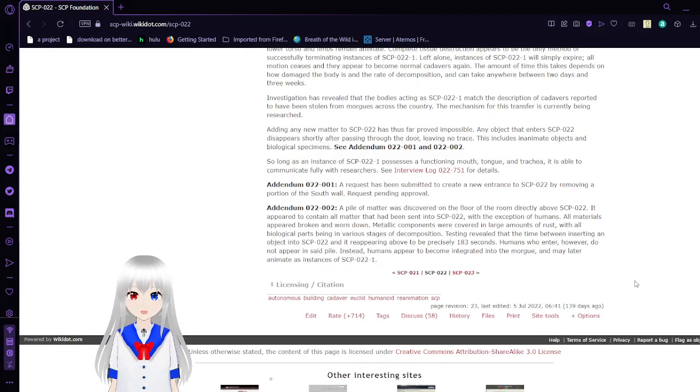Addendum 22-02. A pile of matter was discovered on the floor of the room directly above SCP-22. It appears to contain all matter that has been sent into SCP-22. With the exception of humans, all materials appeared broken and worn down. Metallic components were covered in large amounts of rust, with all biological parts being in various stages of decomposition. Testing revealed the time between inserting an object into SCP-22 and it reappearing above to be precisely 183 seconds.